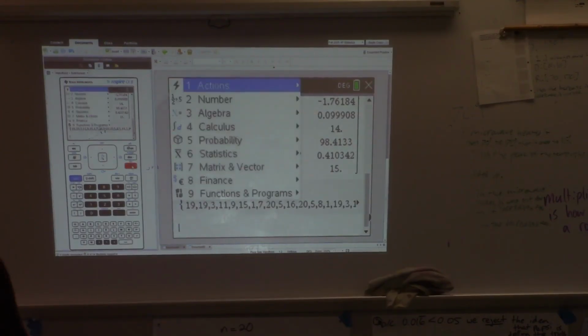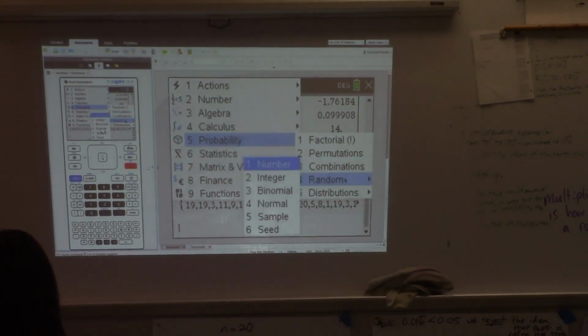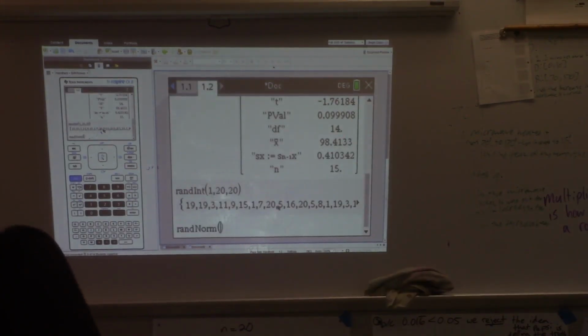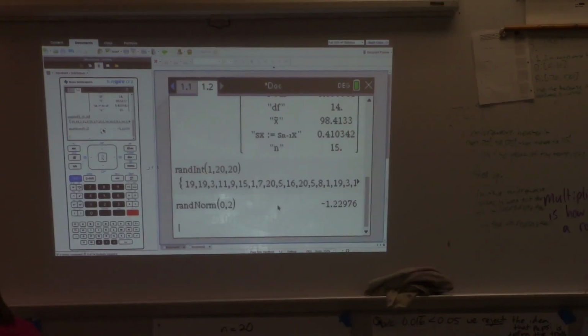So we're going to go to menu, random, and normal, okay? So type in random, normal, put a mean of 0 and a standard deviation of 2, and round that to the nearest integer. So for me, I'm going to round that to -1. Okay, so that'll be my random.